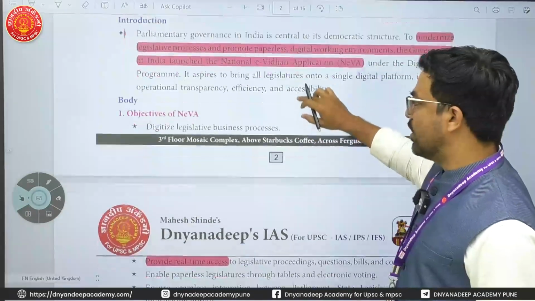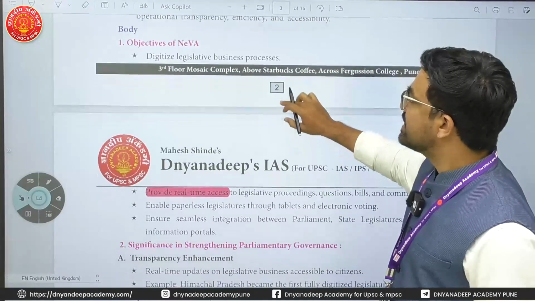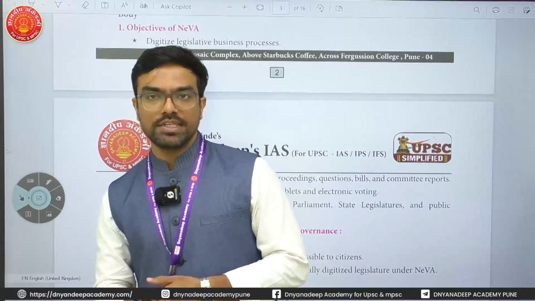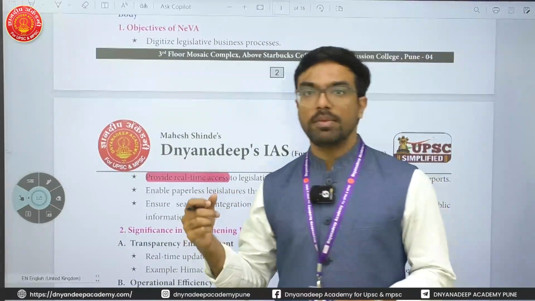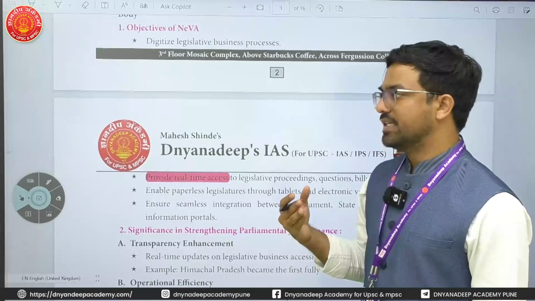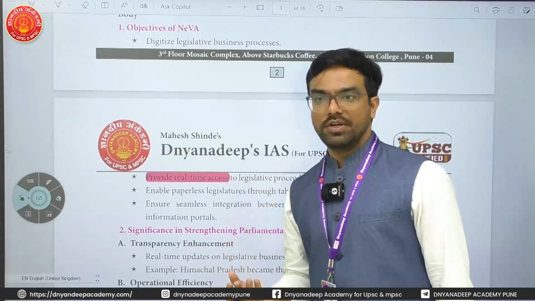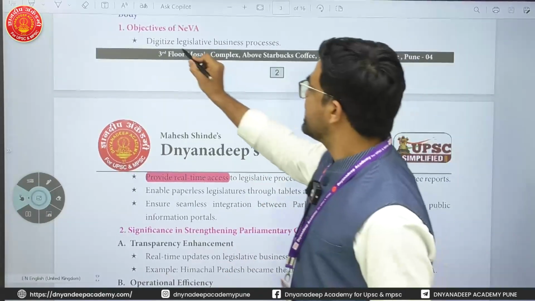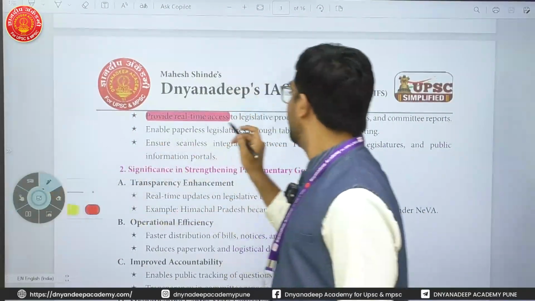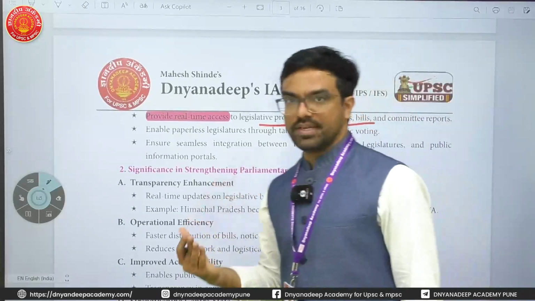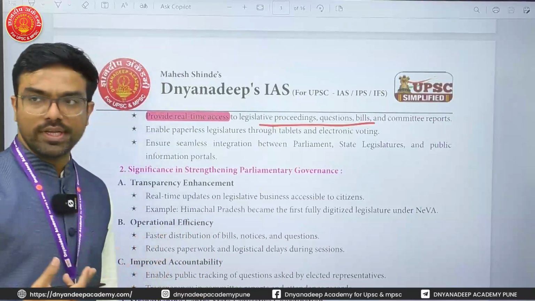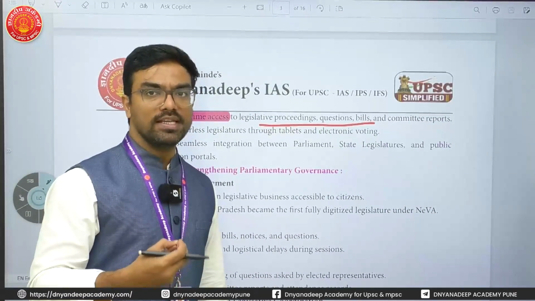So what are the objectives of e-Vidhan? It digitizes legislative business processes, right? We have seen that earlier, in the budget process, the finance minister used to carry a suitcase, but nowadays they are carrying just a tab. So it is ensuring a greener budget, reducing the use of paper. So it digitizes legislative business processes. Second, it provides real-time access to legislative proceedings, questions, bills, and committees. As all data is available on a digital platform, it is ensuring real-time access to all the legislative business going on.